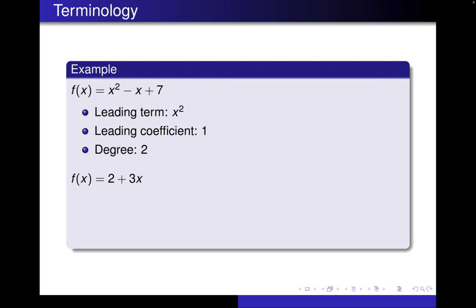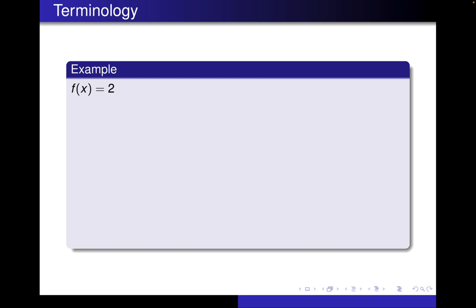So for the linear function, f of x equals 2 plus 3x, our highest power of x is x to the 1, so our leading term is going to be that 3x. The leading coefficient is the coefficient from that leading term, that's just the 3. And if you want the degree, that is the highest power of x. The highest power of x is the only power of x in that one, that is x to the 1, so our degree is 1.